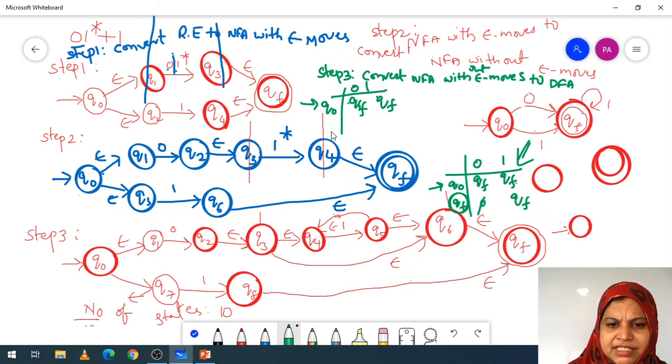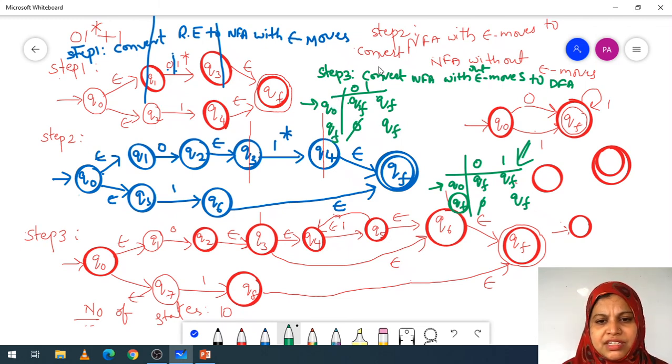Is there any other new state? No. So we have to write the transition for QF: QF on 0 is phi, QF on 1 is QF. Which state are we getting? QF, and QF is already present, so stop the process. So this is our finite automata for the given NFA.